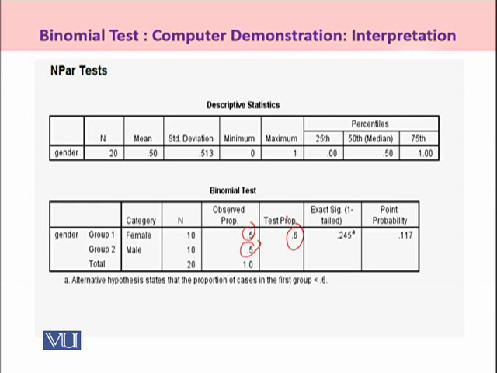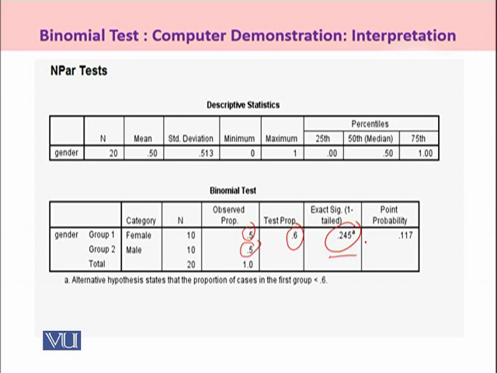Now if we move on to the next column, that is given as the exact p-value, which is the one-tailed p-value, and it is specified as 0.245. So students, the next information given to us is the exact p-value for the one-tailed test, and it is specified as 0.245.